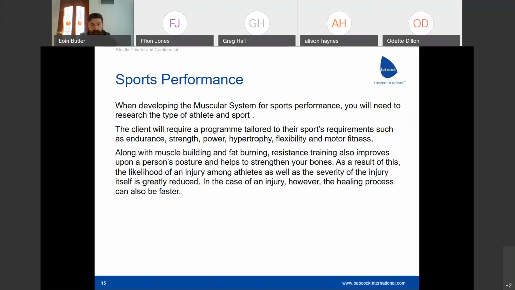Along with muscle building and fat burning, resistance training also improves a person's posture and helps to strengthen your bones. As a result of this, the likelihood of an injury among athletes, as well as the severity of the injury itself, is greatly reduced. In the case of an injury, however, the healing process can also be faster.